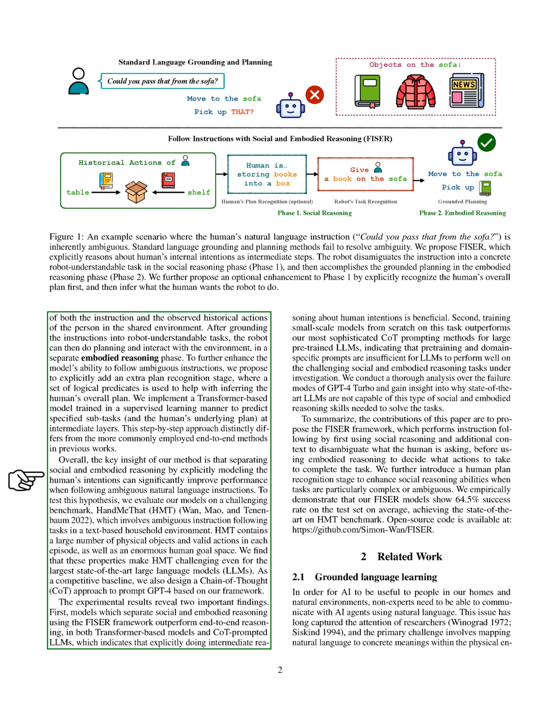We test our hypothesis using the HandMeThat (HMT) benchmark, which presents complex instruction following tasks in a household setting. HMT includes many physical objects and actions, making it a challenging environment even for advanced language models. We also create a chain of thought (COT) approach to prompt GPT-4 based on our framework. Our experiments yield two significant findings. First, models that separate social and embodied reasoning using the FISER framework outperform traditional end-to-end models, highlighting the value of intermediate reasoning about human intentions.